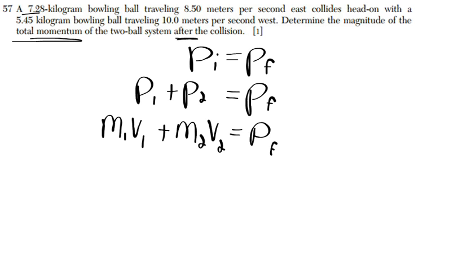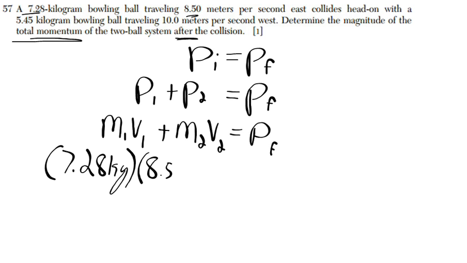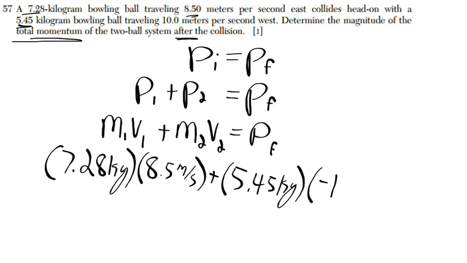Object 1 will be our 7.28 kilogram bowling ball, 7.28 kilograms, times a velocity of 8.5 meters per second, plus m2v2. Object 2 is going to be our 5.45 kilogram bowling ball, which has a velocity of negative 10 meters per second. I made that second velocity negative 10.